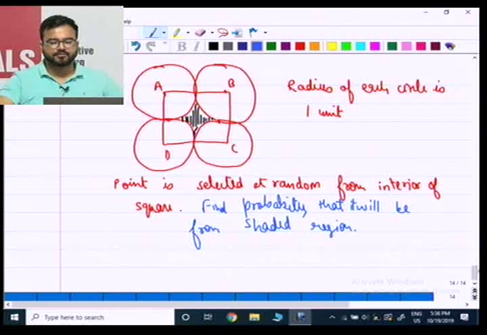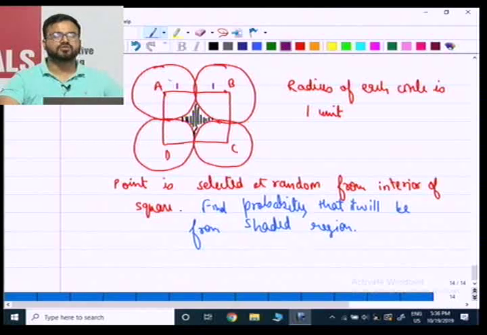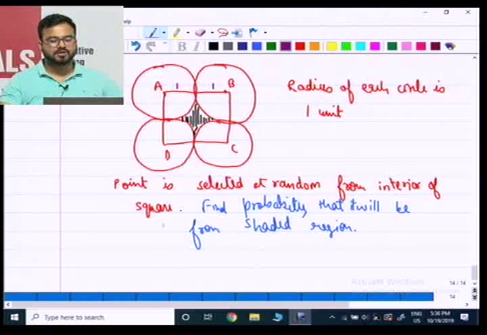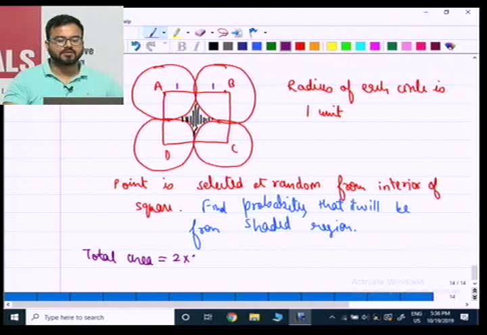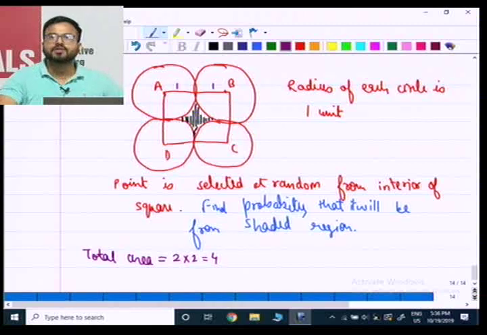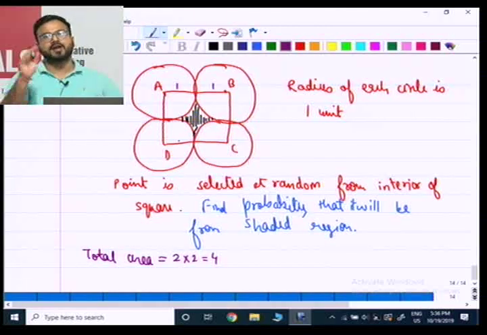Okay, so let us solve. Since the radius of the circle is 1, this is 1 and this is 1, so the side length of the square is 2. So the total area, that is the area of the square, is 4, right? Now we have to find the area of the shaded region. The area of the shaded region is the total area of the square minus the area of these 4 quadrants: 1st, 2nd, 3rd and 4th quadrant. If we add all 4 quadrants, it becomes one complete circle.